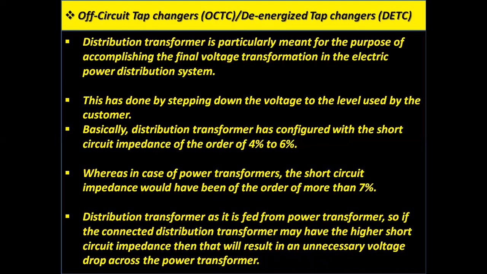Distribution transformer is particularly meant for accomplishing the final voltage transformation in the electric power distribution system. This is done by stepping down the voltage to the level used by the customer. Basically, distribution transformer is configured with a short circuit impedance of the order of 4% to 6%, whereas in the case of power transformers, the short circuit impedance would be of the order of more than 7%.